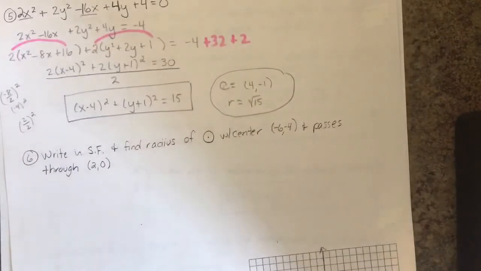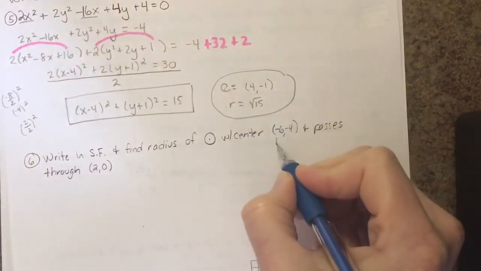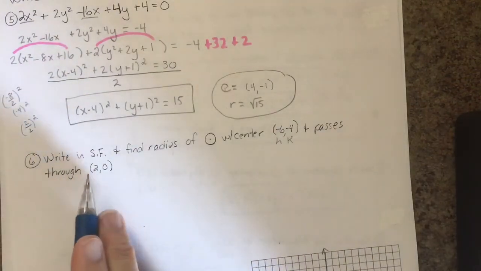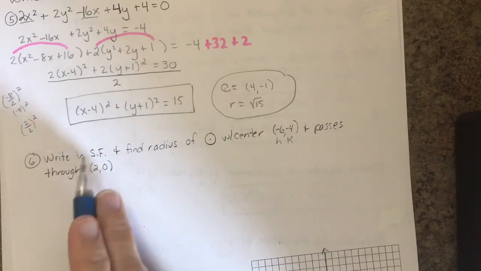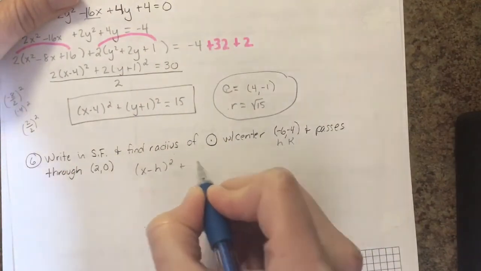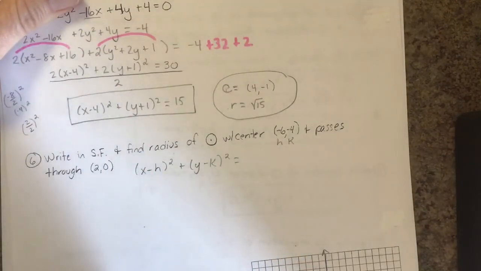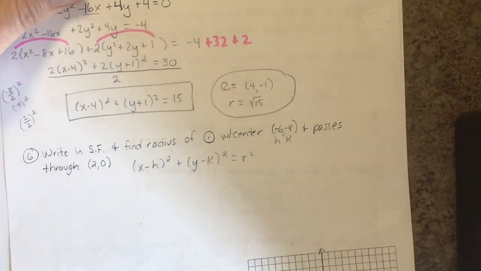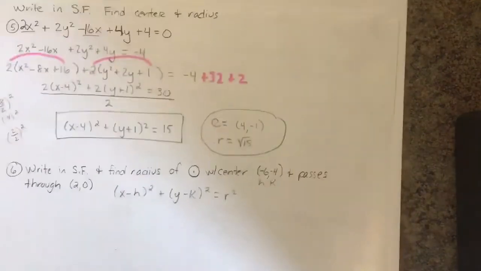Next one. Let's see. Write in standard form and find the radius of a circle with the center, so this is my HK, and passes through the point 2, 0. Standard form. Let's write it out. X minus h quantity squared plus y minus k quantity squared equals what? You know, radius squared. I need to find the radius. I don't know the radius. I'm going to have to do some substitutions.